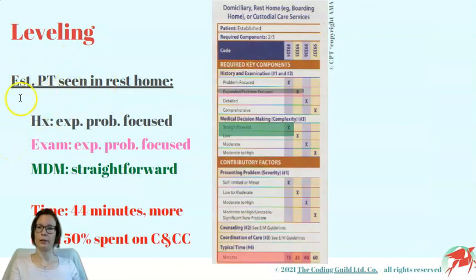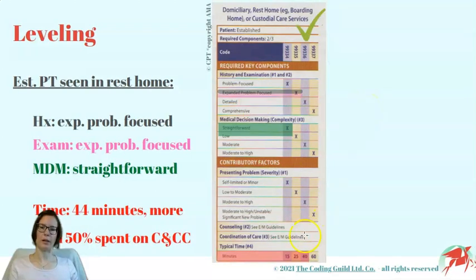Now let's bring in time. In this example, the established patient is seen in a rest home. The history is expanded problem focused, the exam is expanded problem focused as well, and the MDM is straightforward. In addition, we also know that the time was 44 minutes and more than 50% of it was spent on counseling and/or coordination of care. What will result in higher payment in this case? Using time to level the service or using the key components? Yes, the answer is time. Using time, we can get to code 99336, while the key components would only get us to 99335.